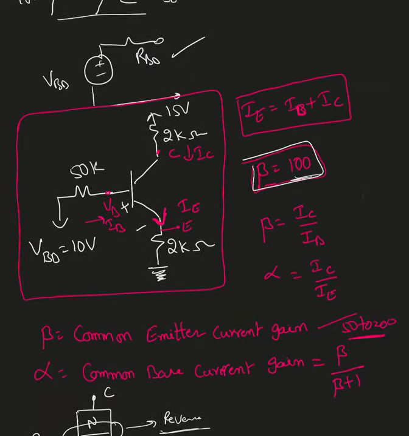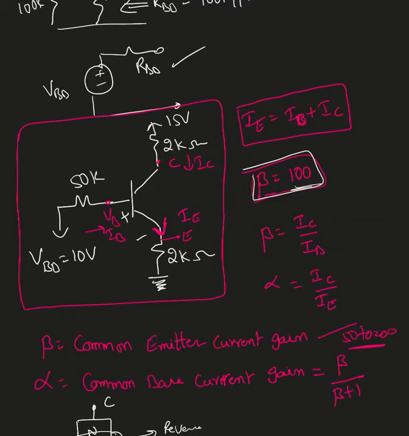Now another important point I want to discuss before I forget, IE equals IB plus IC. This IB is the current passing through the base, which is very small compared to IC and IE. So since IB is very small, you can say IE is approximately equal to IC, but we do not take that. IE is always equal to IB plus IC. We always use this equation.